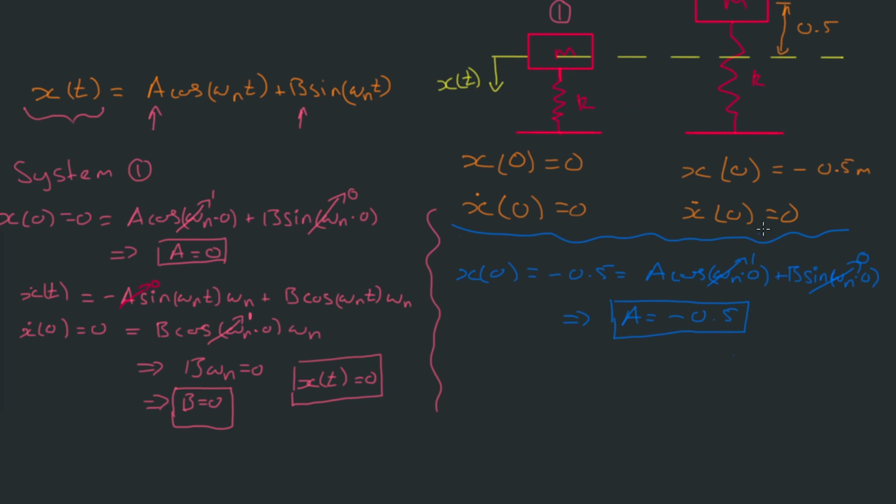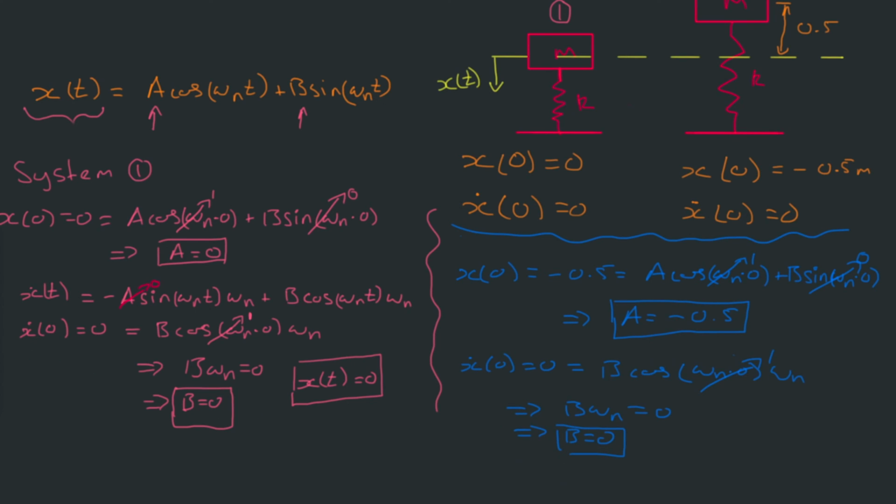So now we want to find out what the b constant is, and we're going to use the initial condition for velocity. Looking over this side, we know that when we plug in t equals 0, this sine term is going to go away. So I'll just plug it into this cosine term. So x dot of 0 is equal to 0, which is equal to b times cosine omega n times 0 times omega n, which is going to be equal to 1, which gives us the same result as before. b omega n is equal to 0, which gives us b is equal to 0.